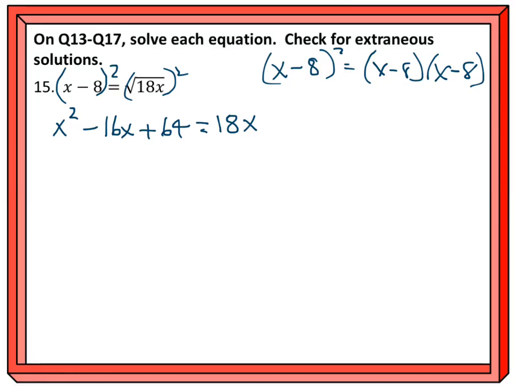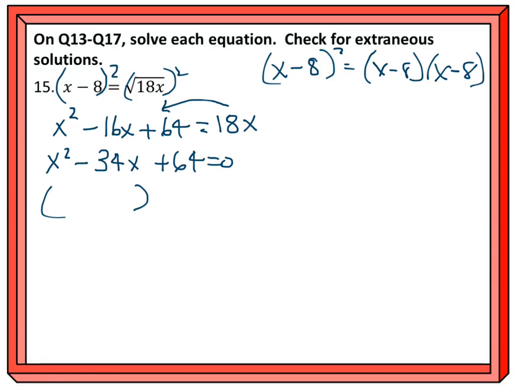Okay, this is a quadratic equation, which means we're going to have to get this thing equal to 0. Let's subtract the 18x over to the left-hand side so we can solve by factoring. X squared minus 34x plus 64 equals 0.